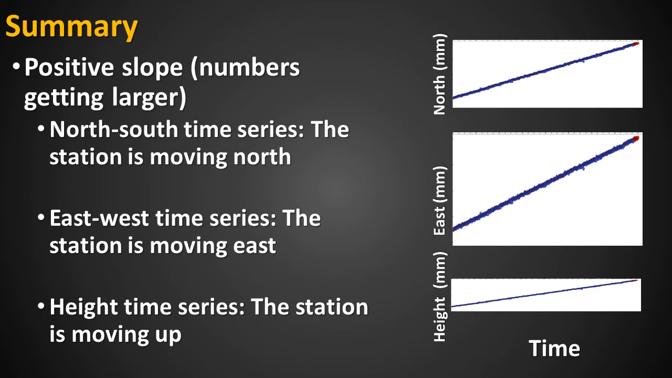Here is another data set plotted. Each data set has a positive slope. The numbers are getting larger with time. The upper plot is a north-south time series. The station is moving north. The center plot is an east-west time series. The station is moving east. And the bottom plot is a height time series. The station is moving up.